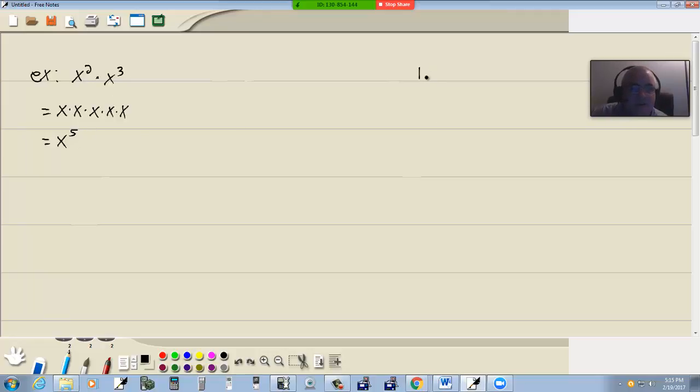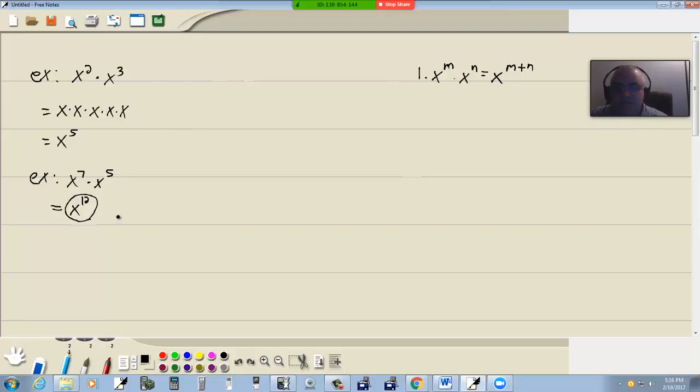Let me write that over here. So x to a power times x to a power, you're going to add the exponents. For example, if we have x to the 7th times x to the 5th, x to a power times x to a power, you add the exponents. 7 plus 5 is 12. And that would be your answer.